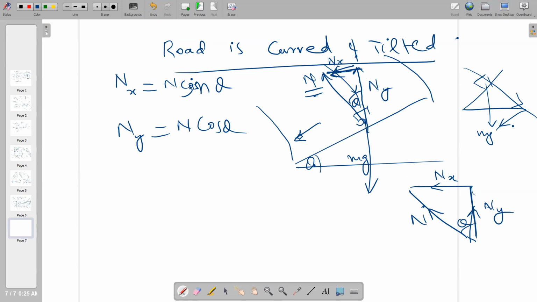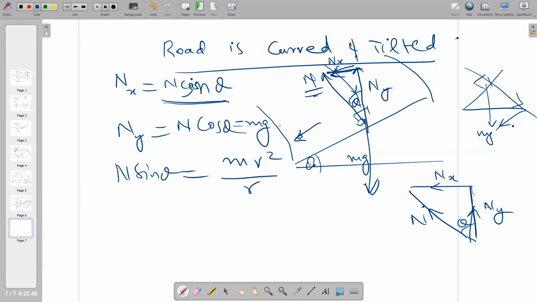So N cos theta is equal to mg, balanced by the weight. Now what is balanced by N sin theta? N sin theta is balanced by the centripetal force. Now we have again two equations. We solve it by dividing them.